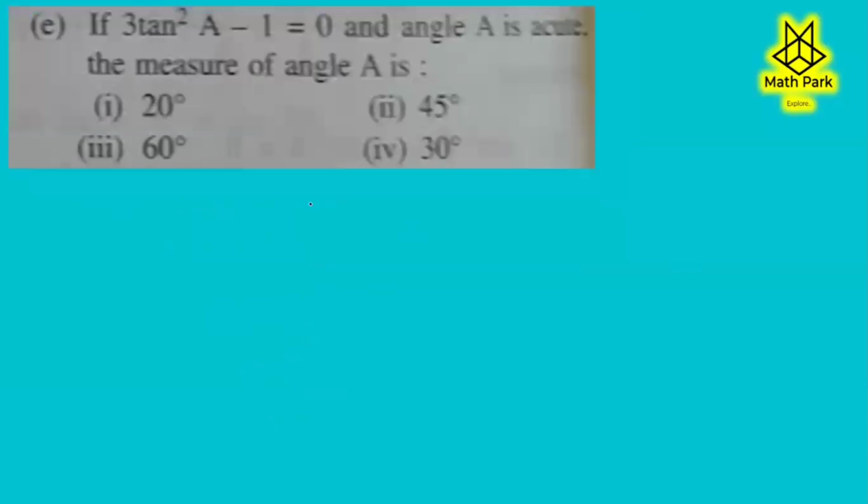The last MCQ of today's video. So if 3 tan square A minus 1 is equal to 0 and angle A is acute, the measure of angle A is. So we have 3 tan square A is equal to 1. Minus 1 goes here, 0 plus 1 is 1. So you have tan square A is equal to 1 upon 3. Take the square root. You get tan A is equal to 1 upon root 3. So what value of tan is 1 upon root 3? We have tan of 30 degrees is equal to 1 upon root 3. So this implies A is equal to 30 degrees. So that is, the measure of angle A is 30 degrees. So the fourth option is the correct option.